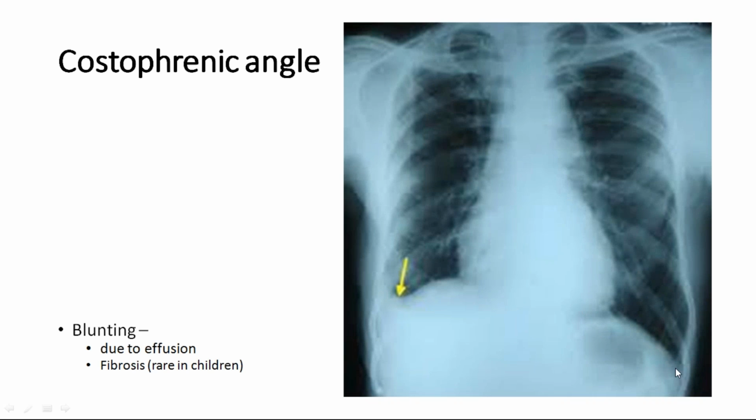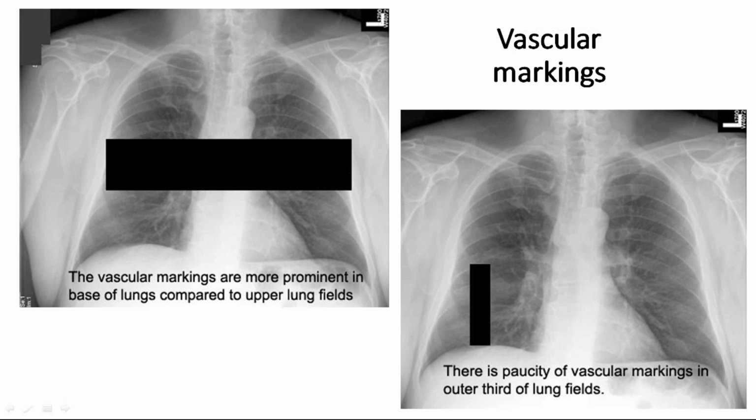See, on your left side there is clearly an acute angle. Here you don't see the acute angle, it is blunted. So this is a pleural effusion. Fibrosis also can produce that, but fibrosis is rare in children, and we generally don't diagnose it in children. It is very, very unusual in children.